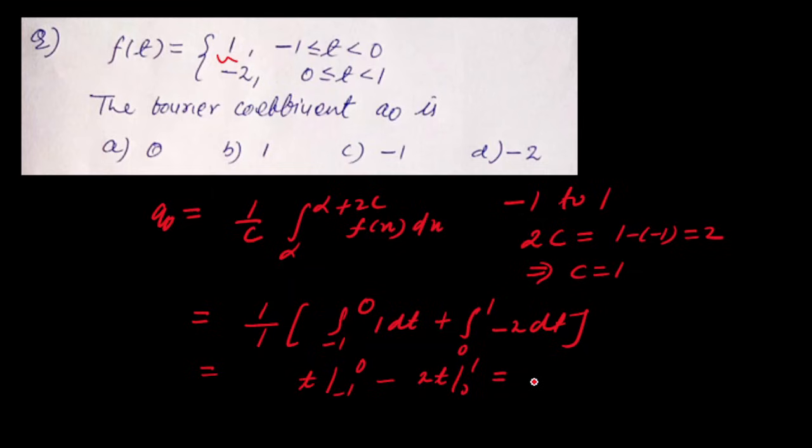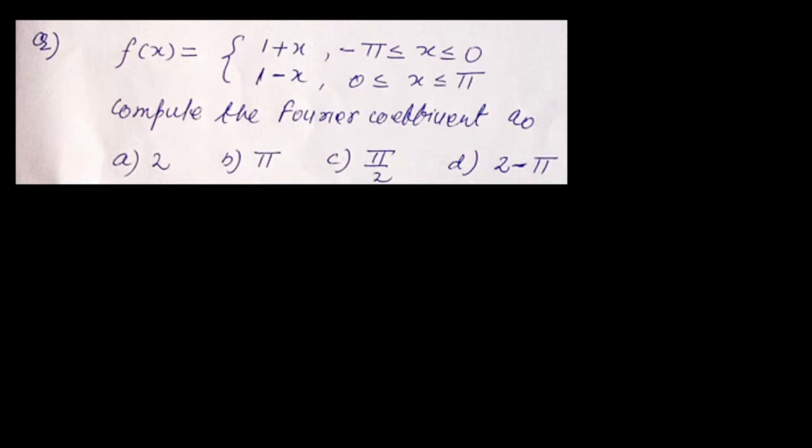Okay, so if I put the limit here, upper limit 0 minus minus 1, that will become 0 plus 1, and here we have minus 2, upper limit 1, lower limit 0. So what will I get? I will get 1 minus 2, that is equal to minus 1. So the correct option is C. I am writing all these details just for you to understand, otherwise it could have been done directly.